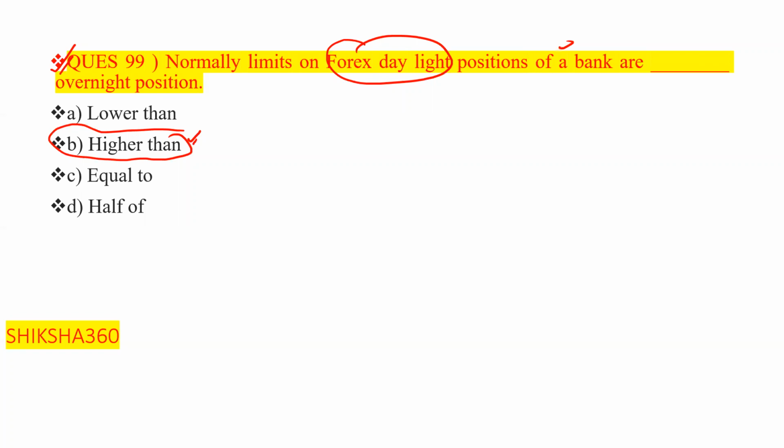So option number B is the answer, that is higher than. Because in the daytime we do more transactions with respect to the overnight. I will write here also: daylight limit is the maximum amount of open position or exposure the bank can expose itself to at any time during the day. That is the daylight limit, and it is higher than the overnight limit. So option number B is the answer.